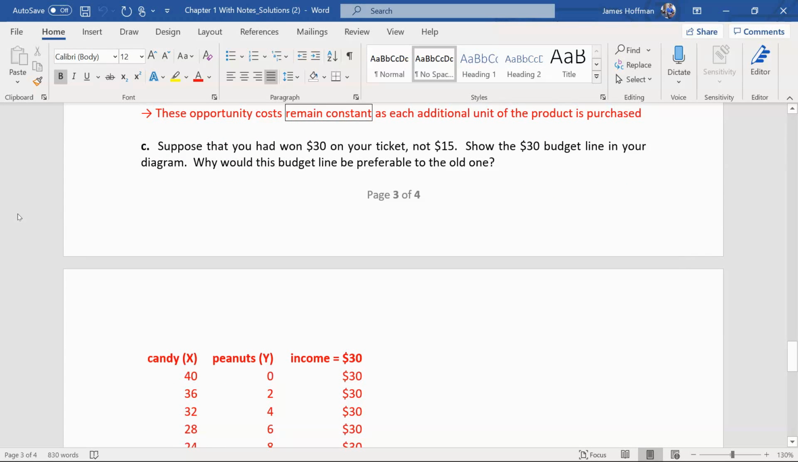Okay, and then part C, this is a change in income, I believe. So let's suppose that you won $30 on your lotto ticket, not 15. So she'll have a $30 budget line in your diagram. And why would this budget line be preferable to the old one? Well, this is essentially an increase in income, which is going to shift out the budget line.